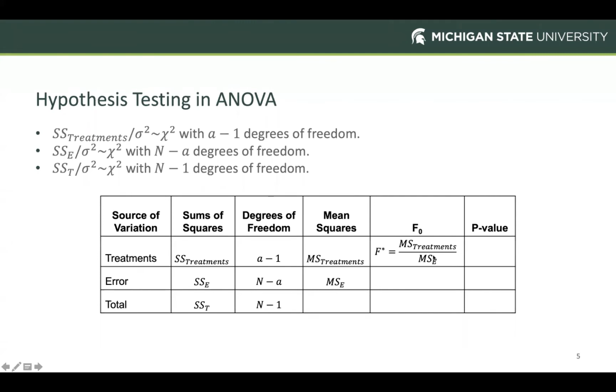And we'd have to refer back to the critical F table. And you'll remember the F tables are structured such that we have one table for each level of alpha. So for example, if we use the table for alpha of 0.05, we would need to read across with numerator degrees of freedom of A-1 and denominator degrees of freedom of N-A, okay?